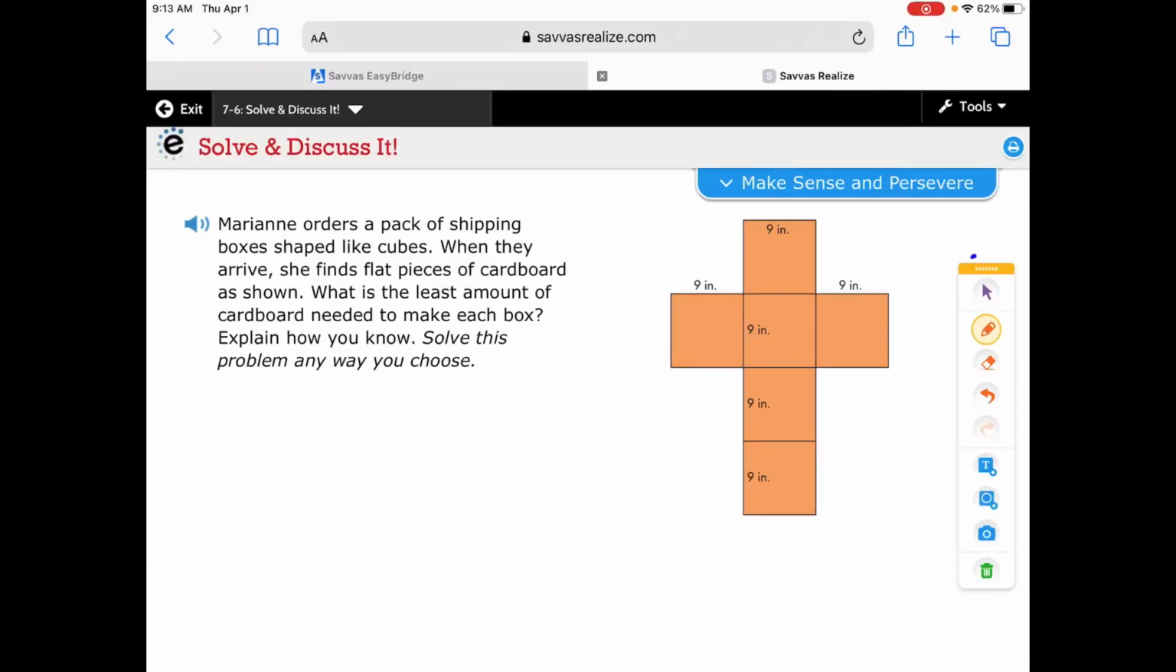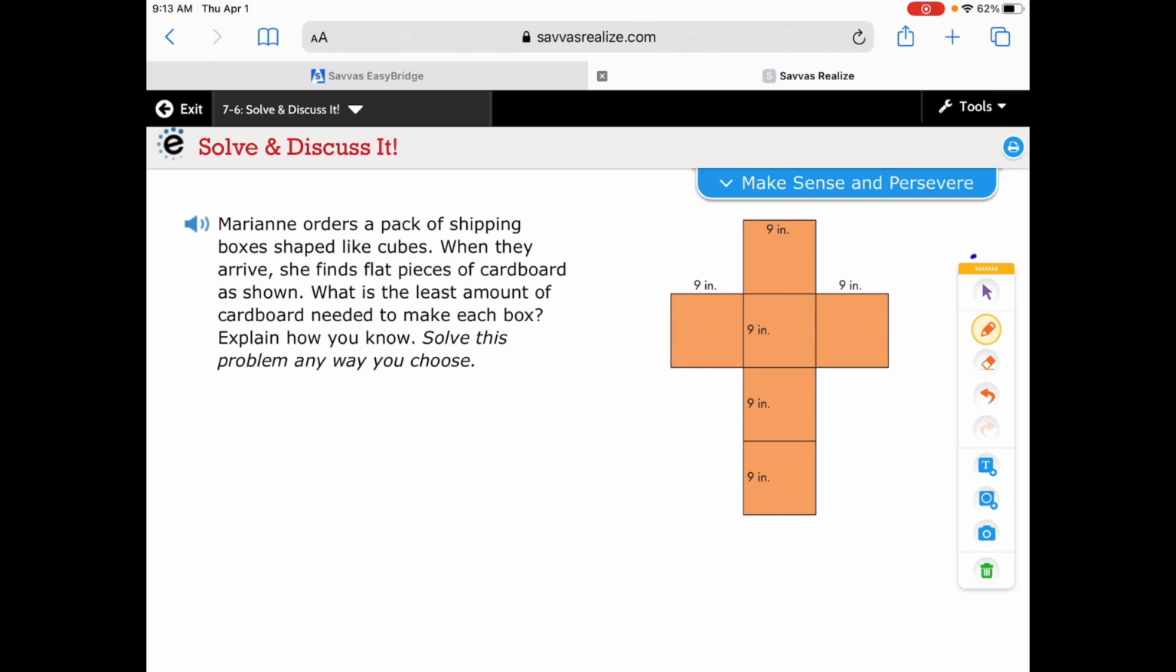All right, everybody, let's turn to page 437. It says, Marianne orders a pack of shipping boxes shaped like cubes. When they arrive, she finds flat pieces of cardboard as shown. What is the least amount of cardboard needed to make each box?